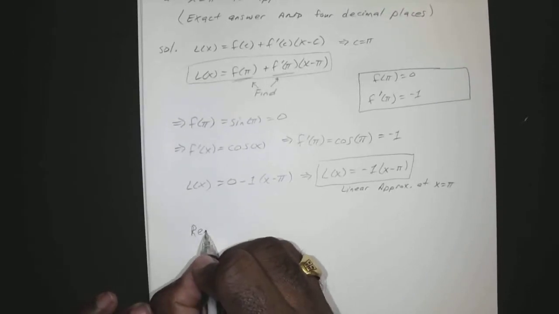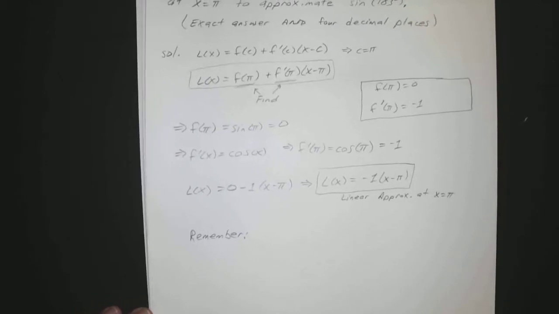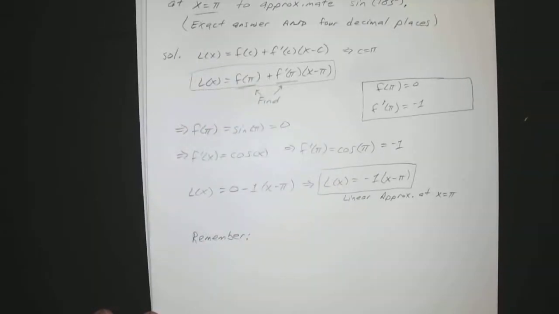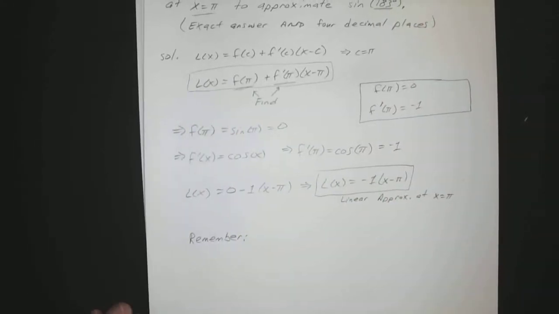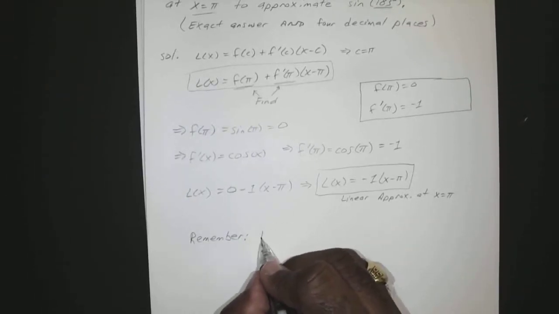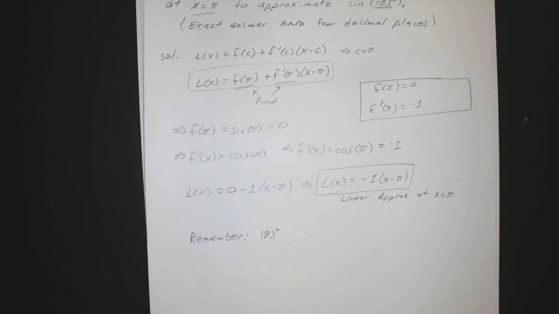Okay. Now, if you remember, because it's a little bit off, if you notice here, pi is a measure of radians. And here you have a measure of degrees. So we have to convert our degrees to radians. So that 183 degrees, to convert degrees to radians, you have to multiply it by pi over 180.